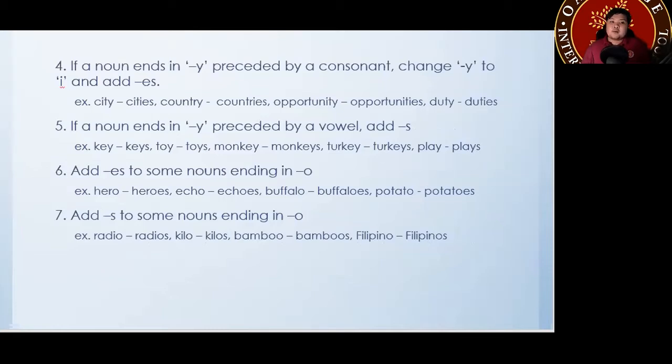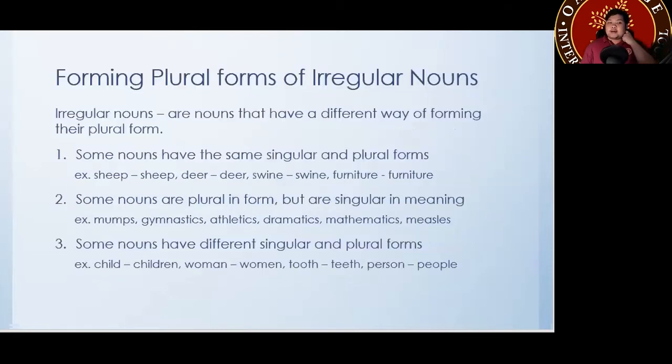Now, forming plural forms for irregular nouns also has quite a lot of rules, so let's go through them. Irregular nouns, on the other hand, are nouns that do not follow the S or ES rule. They have a different form when they are in plural. Number 1, some nouns have the same singular and plural forms. For example, the plural of sheep is just sheep. The plural of deer is just deer. Swine, which is a pig, is just swine. Furniture is just furniture.